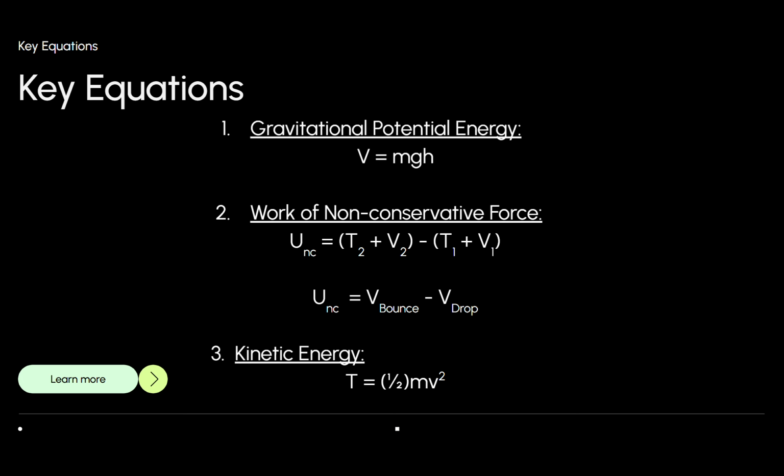In order to determine which ball loses more energy after its bounce back, we use these equations. The equations of gravitational potential energy, work of non-conservative forces, and obviously kinetic energy as well. Using these equations and understanding the key concepts of Chapter 14, we can find out overall which ball loses more energy after it bounces up, which helps us determine which ball is softer than the other.